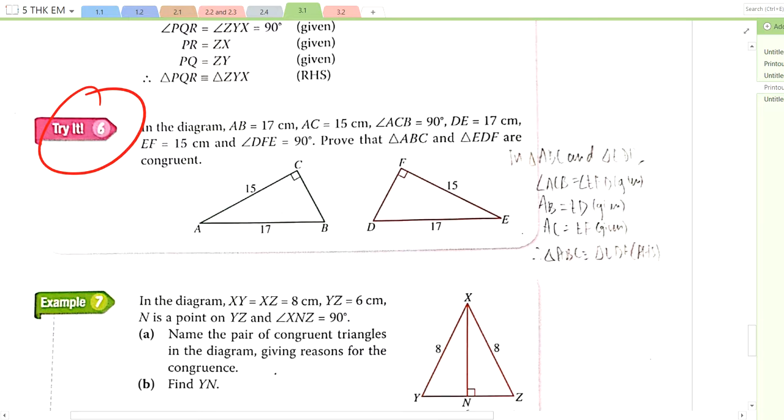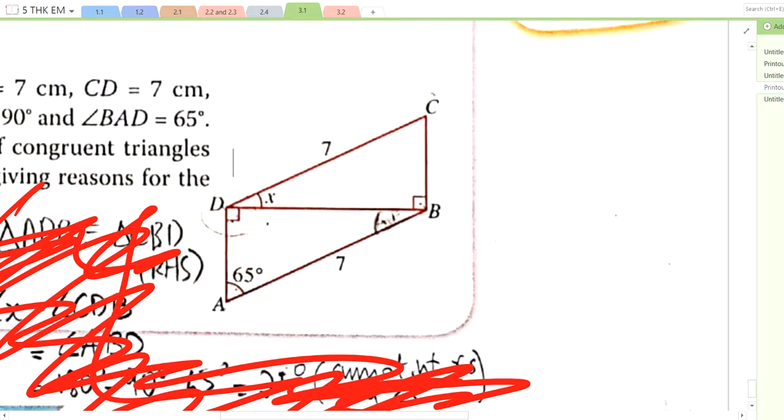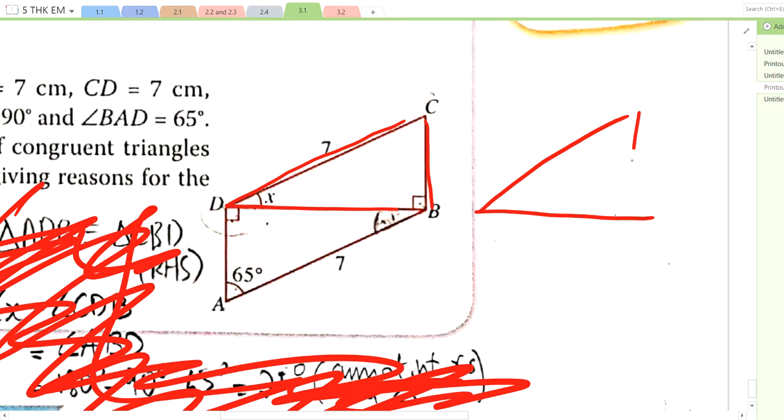Number 6, simple question. Name the pair of congruent triangles. Some of you actually use this as your first triangle. So the next step is to draw exactly the same one. And some still refuse to draw. As long as you can do it, I'm happy. But just don't regret it if you don't build up the habit and then questions get more complex.